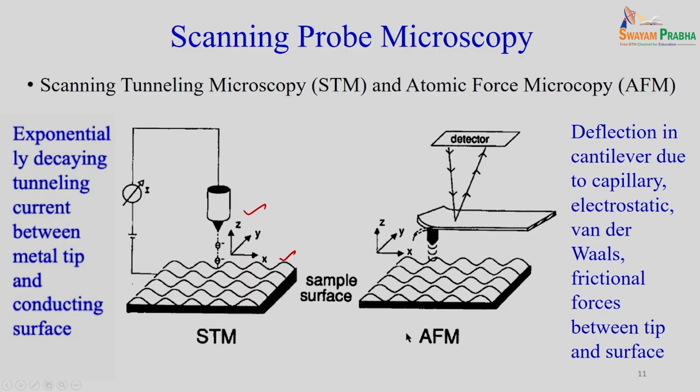Now, here we go to the AFM. Here we are measuring the deflection; this is your surface and this is your tip. Between the tip and surface there will be different intermolecular interactions, which may be capillary, electrostatic, van der Waals or friction forces, and because of these interactions there will be deflection in the cantilever, and this deflection is measured. So, here we are measuring the deflection, and in case of STM we are measuring the decaying tunneling current.